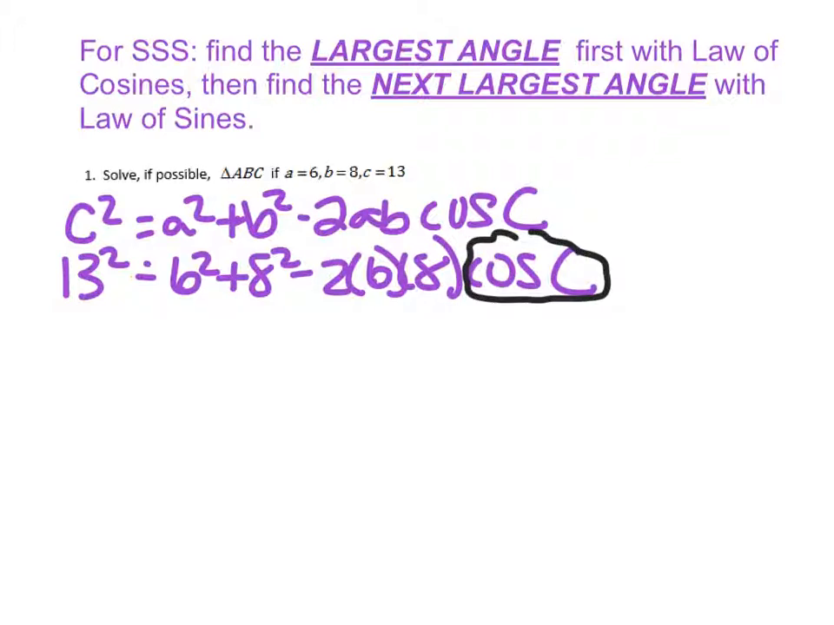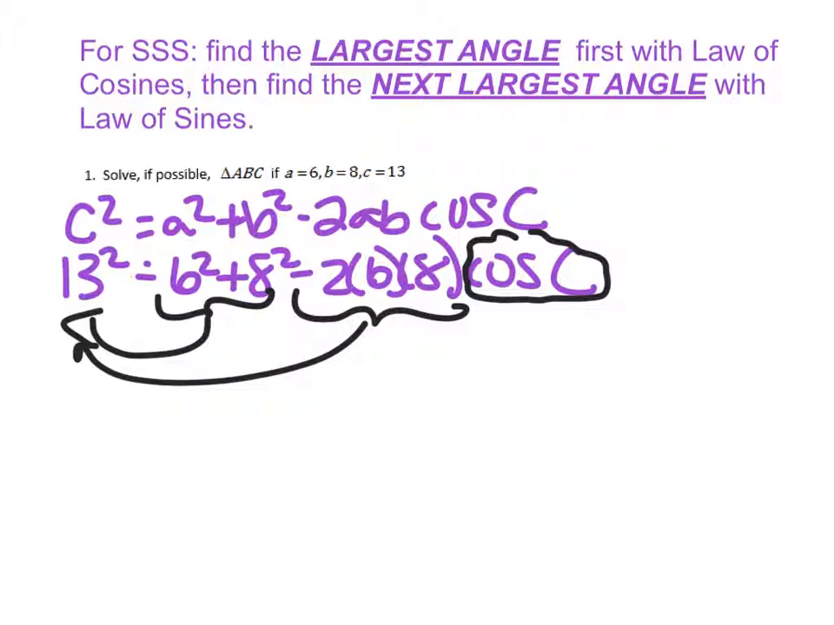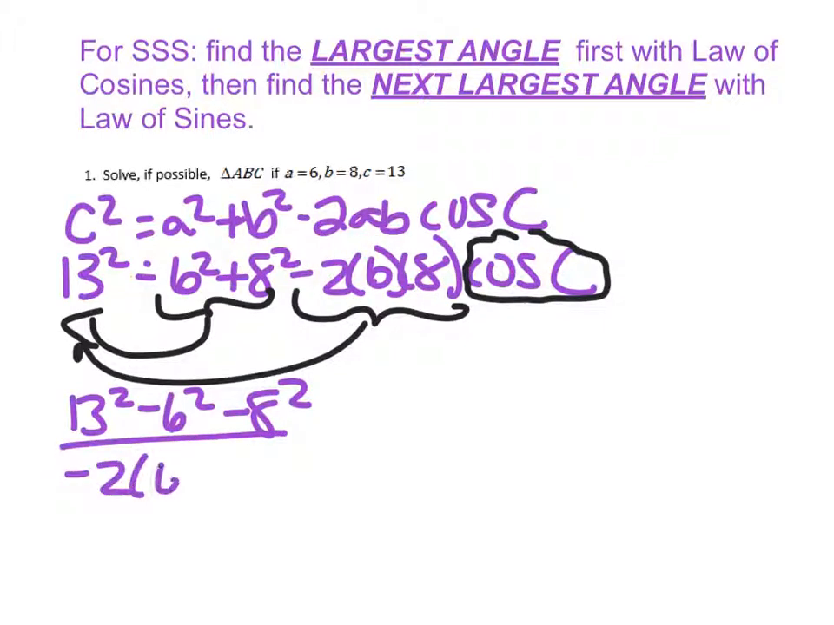Then your goal is to get this by itself. So that means these two have to move over first, and then this whole grouping has to move over. So when you move over 6 squared and 8 squared, and I'm going to do this all at one time to solve for C, you're basically going to subtract them: 13 squared minus 6 squared minus 8 squared. And then you're dividing both sides by this quantity, minus 2 times 6 times 8. That gets me my cosine C.